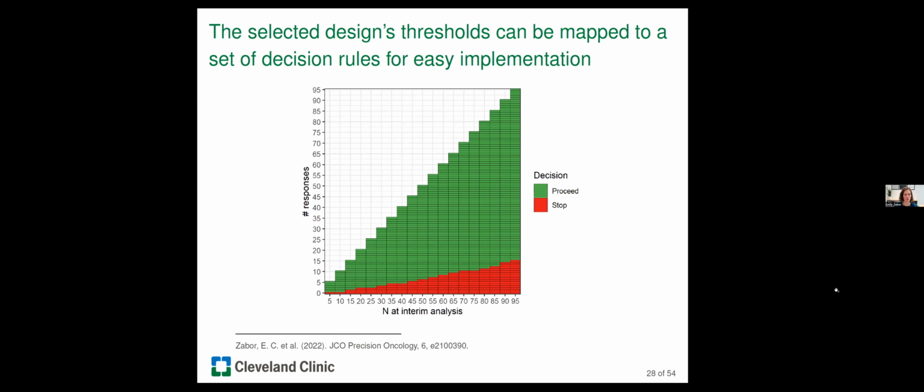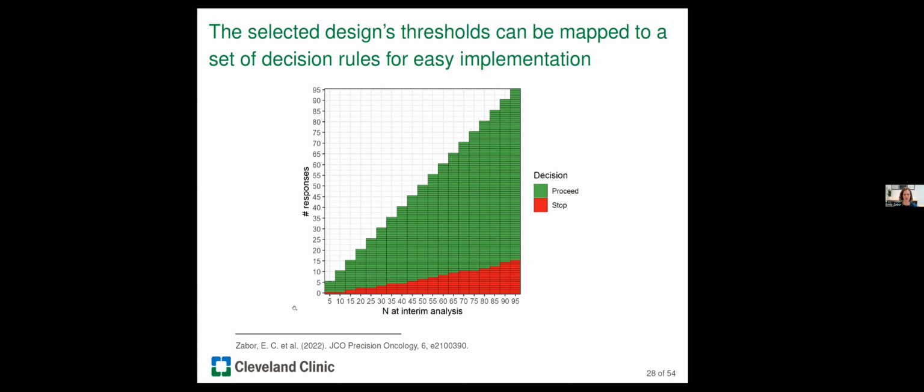So one of the challenges of designs like this is that they are computationally intensive. As I mentioned earlier, you have to do a simulated grid search through the possible threshold combinations you're considering. In this simulation, I looked at 40 combinations to get the operating characteristics and select a design. But the nice thing is that can all be done at the design stage, and then you can obtain the decision rules for the selected design up front so that there's no need for inter-trial calculations at all.